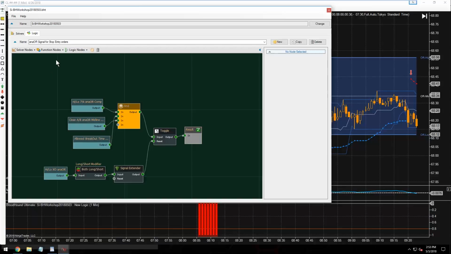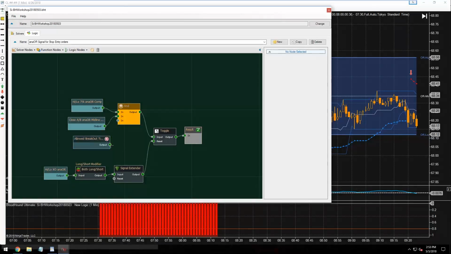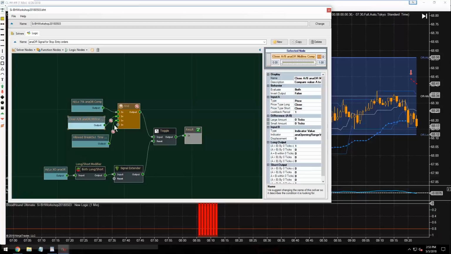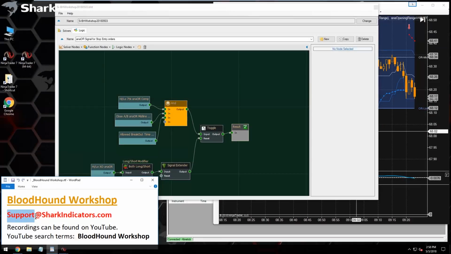So this is not an actual breakout signal. It's a preemptive signal for a stop entry. And let's clean up and plug that in there. I like having the labels nice and orderly. It makes it easier to read. All right, that should do it.